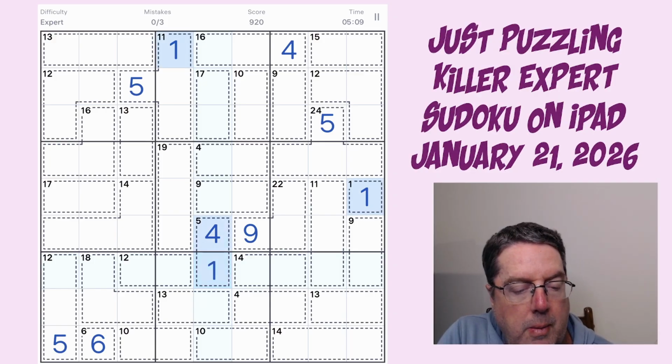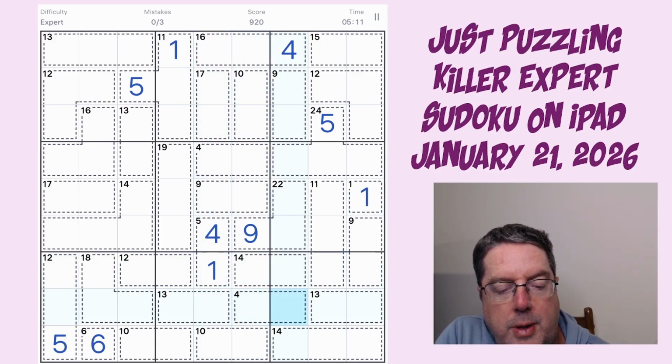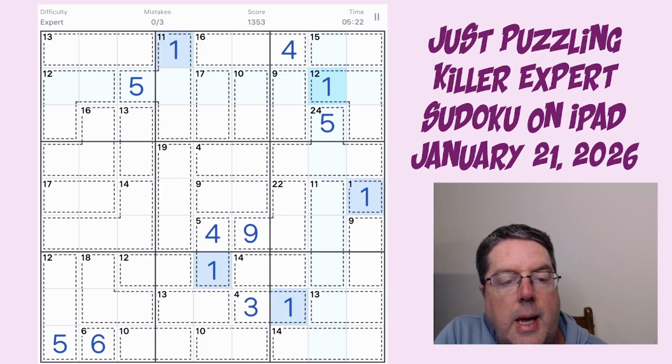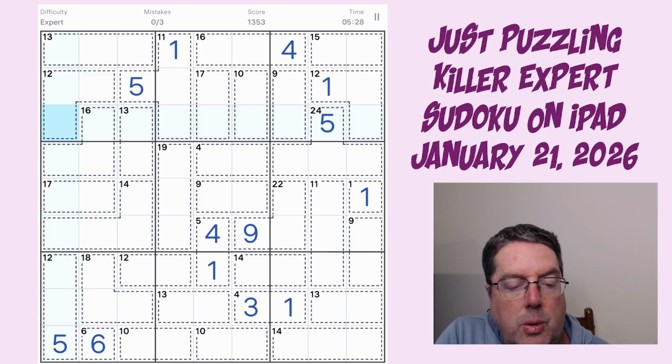Actually, that's a 1. That's going to help me. So 4 and 1's here, 3 and 1's in here. That can't be a 1, so that's a 3, leaving this to be a 1 up here. So 1 comes up here, 1 comes up here, can't be there, so that's a 1 there. 1 comes across here, 1 comes across here, 1 can't be here, so 1 can be one of these two.